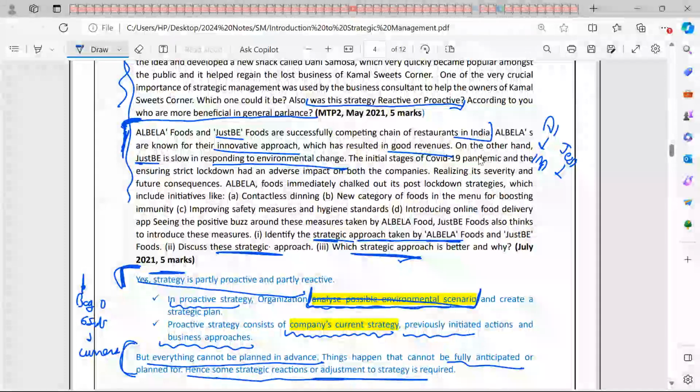Okay. The initial stage of the COVID-19 pandemic and the ensuing strict lockdown had an adverse impact on both the companies. COVID-19, and both the companies are impacted.